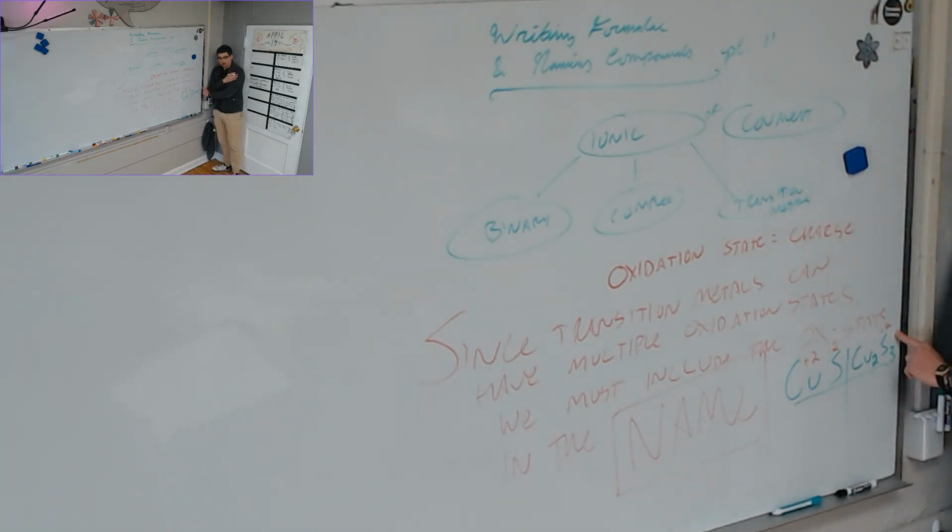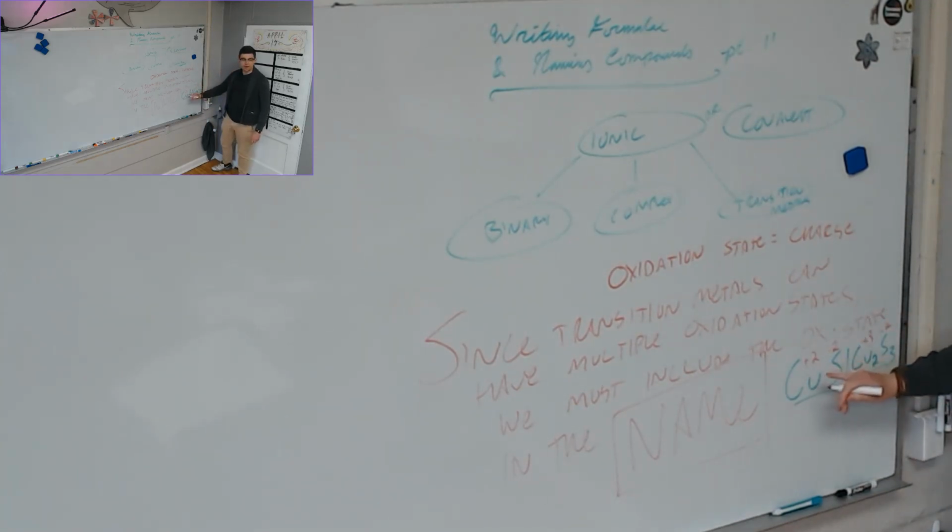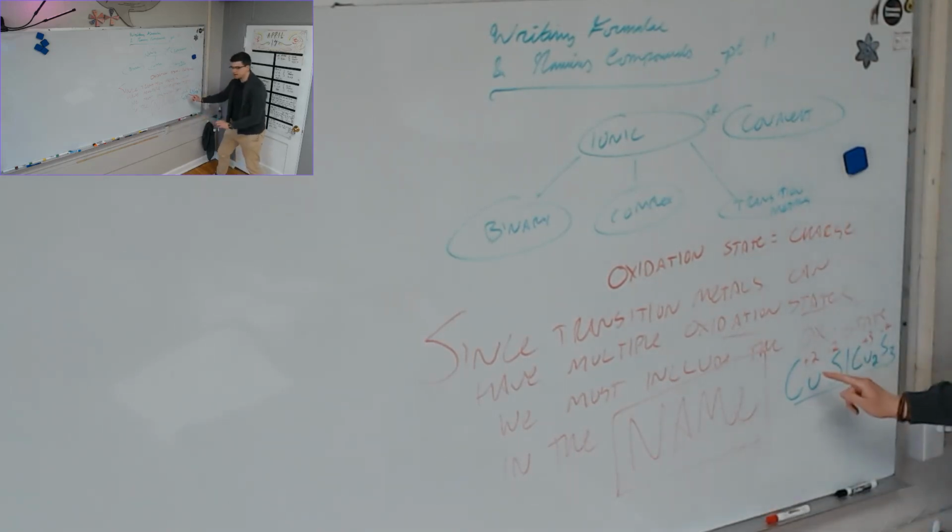Uh-oh. Look! This is -2, but there are 3 sulfurs, so it must have a total charge of -6. So what must the charge on each copper be in this case? +3. Look, they're different. The only thing that's different about these is the charge of the copper, the oxidation state of the copper.